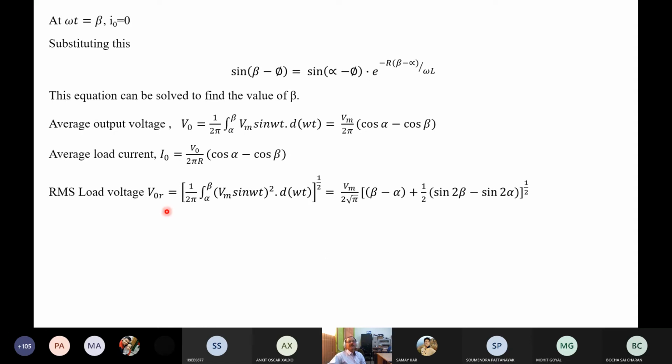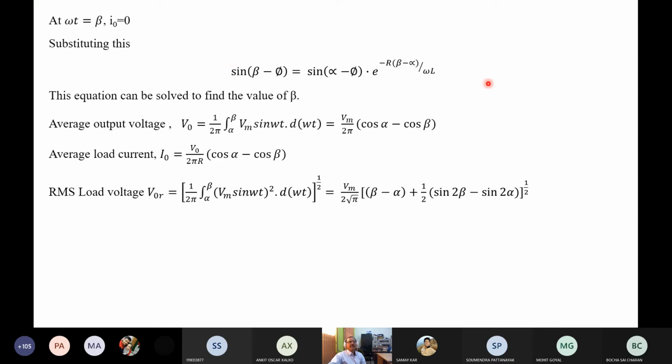This equation can be solved by Newton-Raphson, I think. At omega t is equal to beta also, I naught is equal to 0. So it is very difficult, there is no easy way of solving this. A numerical method can be applied here. Okay, that we will not study.